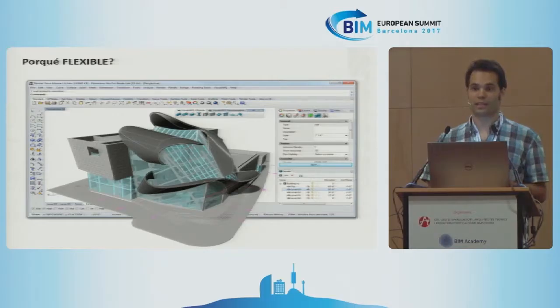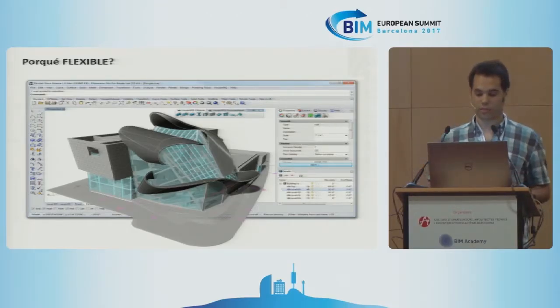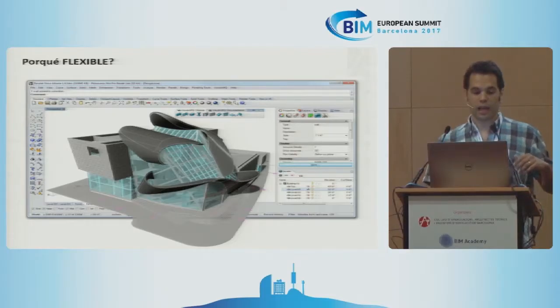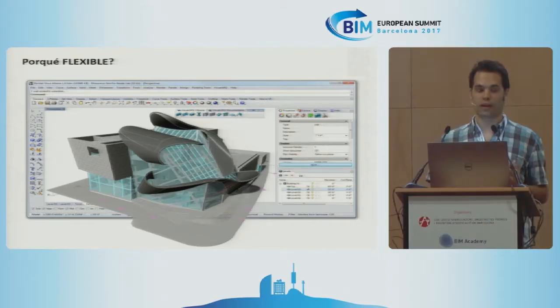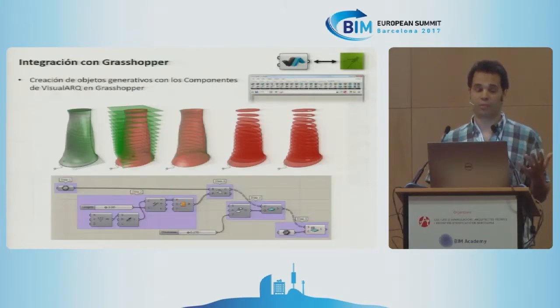Why do we talk about flexible BIM? Because we work with flexible and complex shapes. With very few control points, we get full precision. So this is used in construction for modeling shapes that are later 3D printed. And it's also very useful for complex geometries.